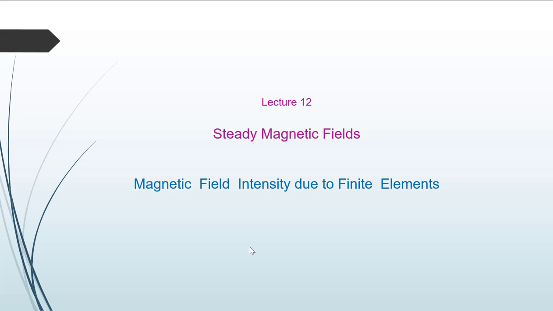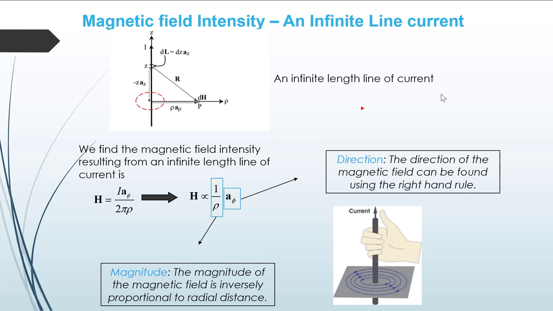Hello students, in this lecture we are going to discuss magnetic field intensity due to finite elements. In the last lecture we discussed the magnetic field intensity due to an infinite line current carrying filament which was placed along the z axis. In the first figure at the top you can see this infinite filament placed along the z axis, and we derived an equation for the intensity at point P, and the point P was placed in the xy plane.